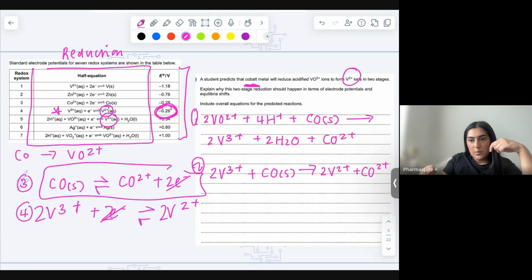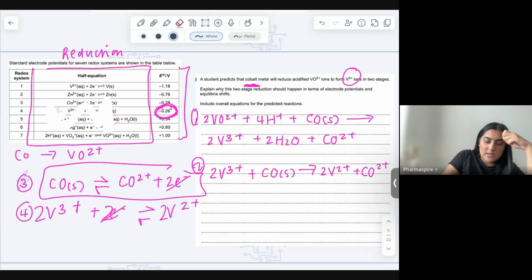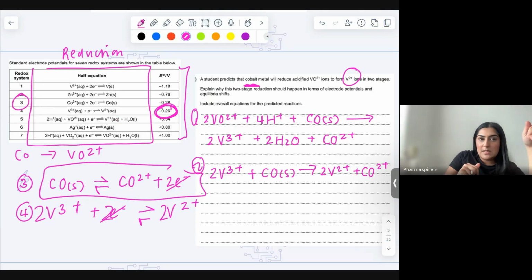Where did you equate equation 2? So equation 2 is Colbert, because it has to be in every single thing. Now they want V2 plus. So we ended up making from VO2 1 makes V3 plus, and our end goal is V2 plus. So we look for V3 plus, and that makes the V2 plus. Yeah? Any more questions?